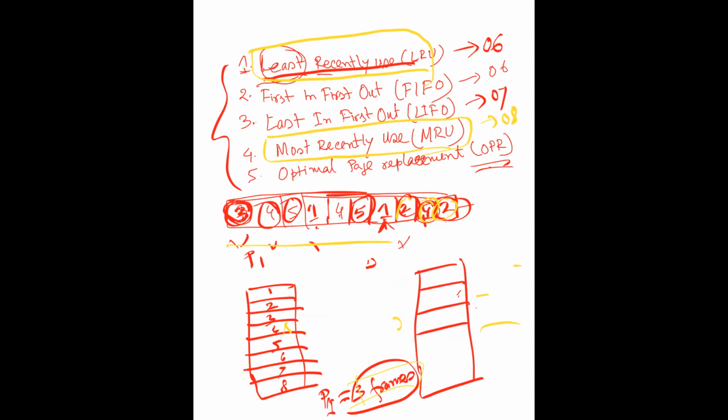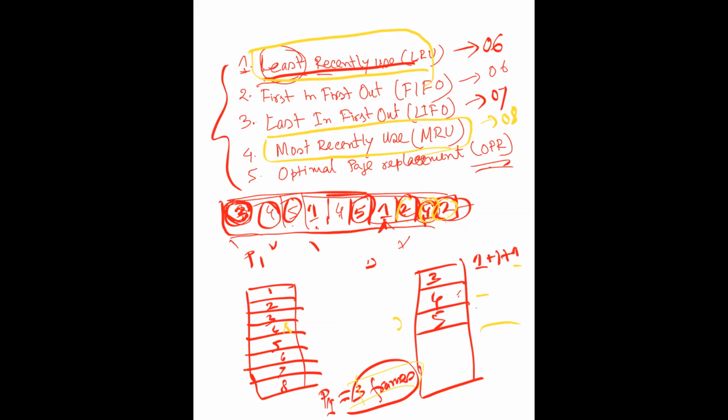How many page faults will there be? We'll count. First, your CPU asks for this data, page 3, but it is not available. So it is of course one page fault, and 3 is placed in here. Then 4 is not available, so one page fault. Then 5 is not available, so there is one page fault in here.